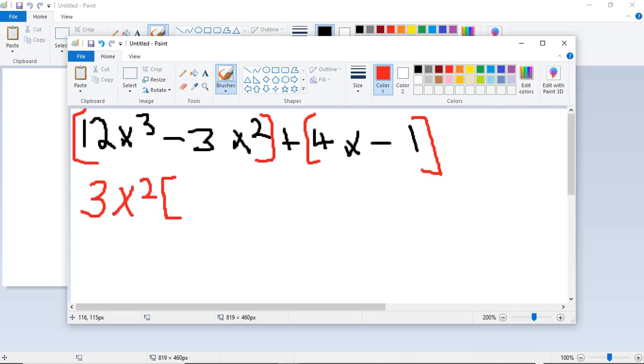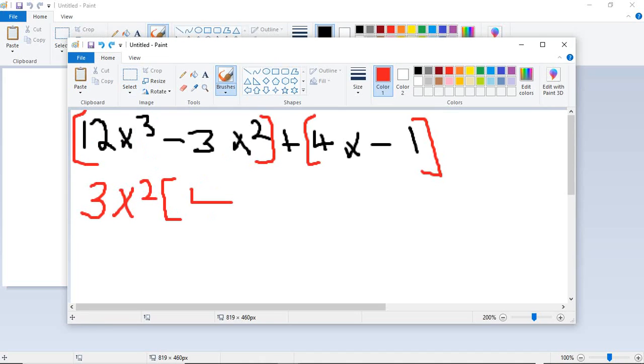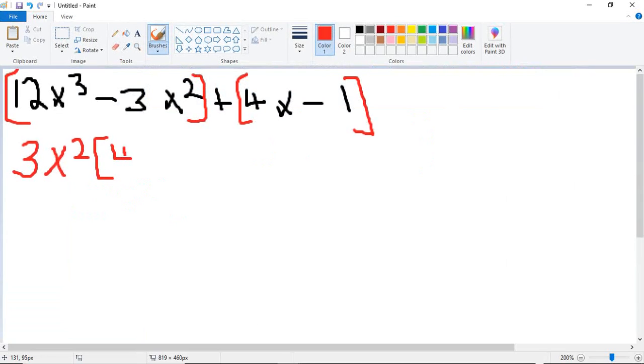If you do that, what is it that I can multiply with 3x squared to give me 12x cubed? First off, to answer this, how many times does 3 go into 12? 3, 6, 9, 12. So it's obviously 4. So it's going to be 4x. If you multiply this, you are going to get this as your answer.